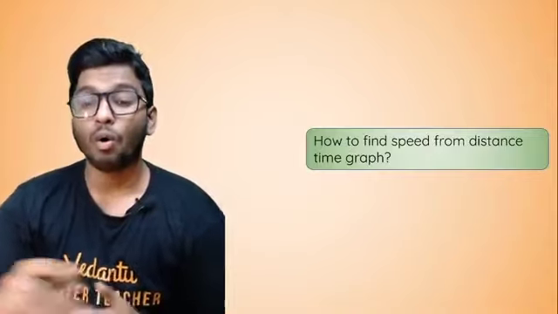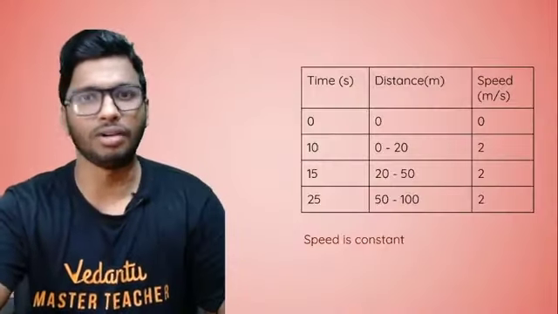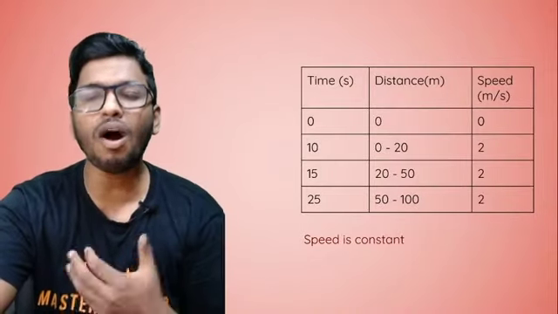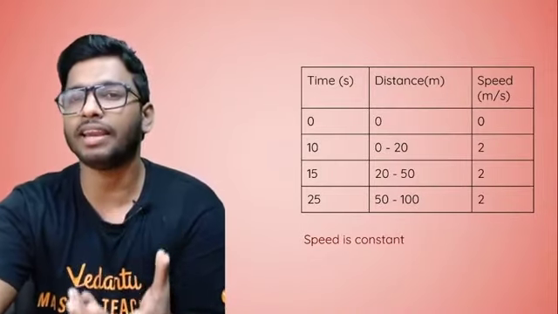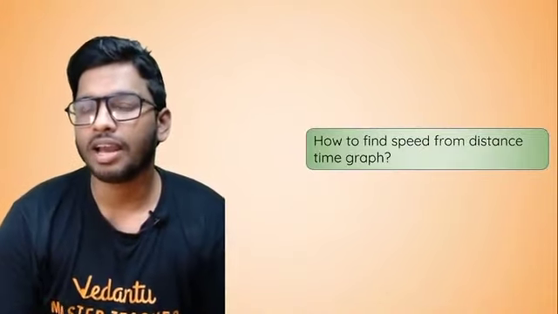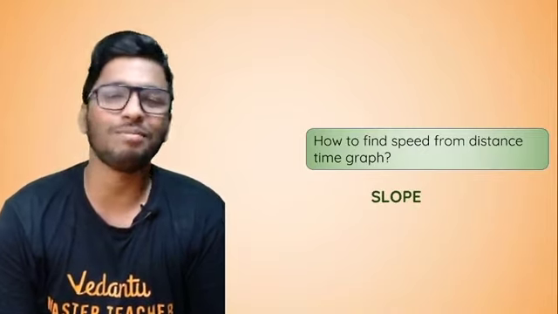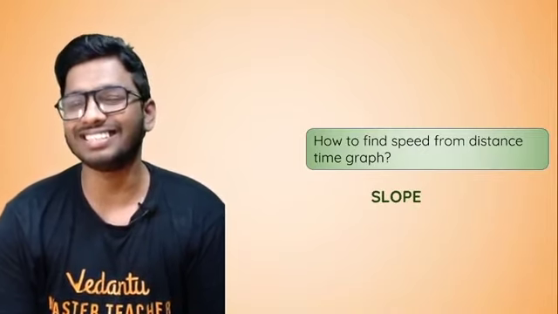Now, what we did before was find the speed by using the formula, that is speed is distance by time. What if I want to find out the speed from the graph? So in this case, what should I do? Now, in simple words, I'll just tell you one word, and that is nothing but slope. Find the slope of the graph and you'll be able to find out the speed in a distance time graph.